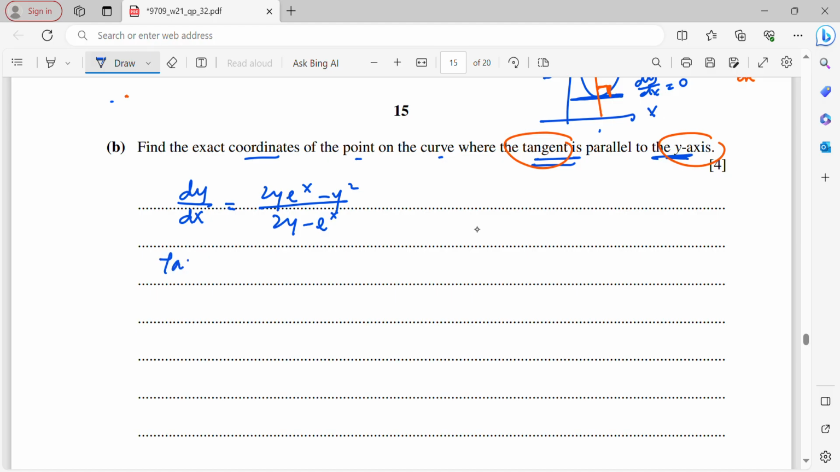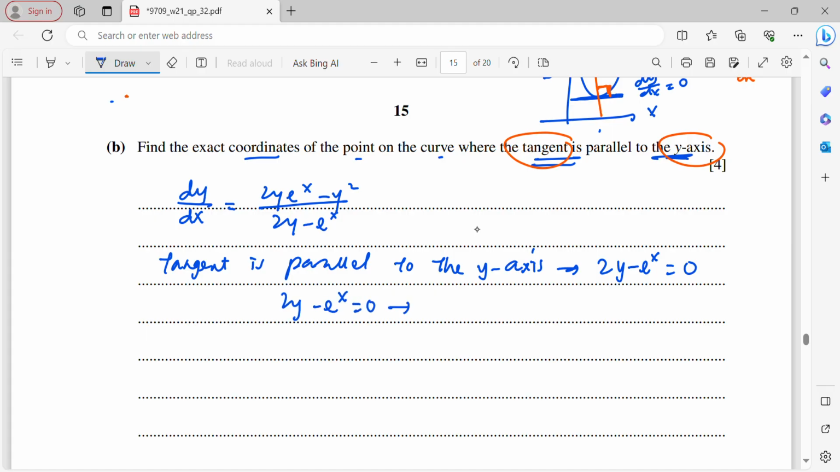So when the tangent is parallel to the y-axis, that means 2y minus e^x is 0. Okay? But if the tangent is parallel to the x-axis, dy/dx is 0 means that the numerator is 0. So from here, 2y minus e^x is 0. That means y is half e^x. I let this be the first equation.